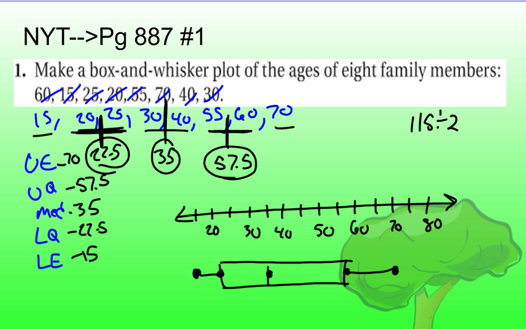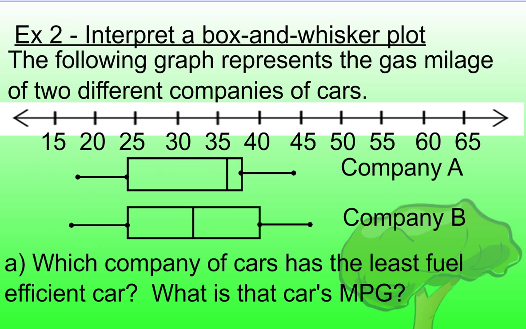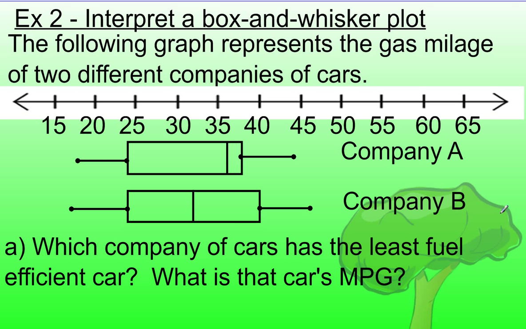The rest of this is going to be interpreting a box and whisker plot. So here we have on the back of the note sheet, interpret this box and whisker plot. We have a picture, we have a number line, numbers, 2 box and whisker plots already made for us, talking about company A and company B. The following graph represents the gas mileage of 2 different companies of cars. So I assume they have different gas mileages depending on the type of car.